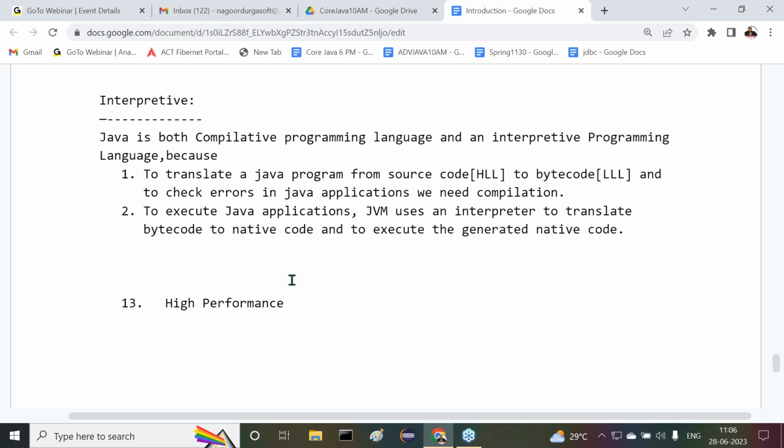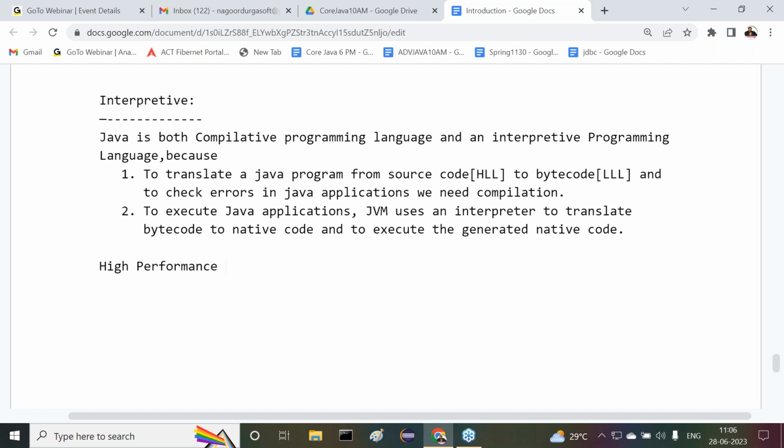Finally, all together, what conclusion are we able to give? Java is both a compilative programming language and an interpretive programming language. Why? Because to translate a Java program from high level representation to low level representation and to check errors in Java applications, we need compilation. To execute a Java application, the JVM uses an interpreter to translate bytecode to native code and to execute the generated native code. Do all of you get my point or not? Right, sir. Because of this reason, we can understand clearly that Java is an interpretive programming language.